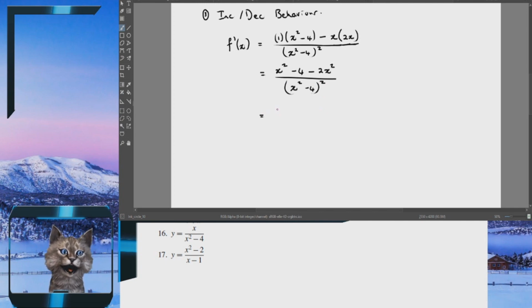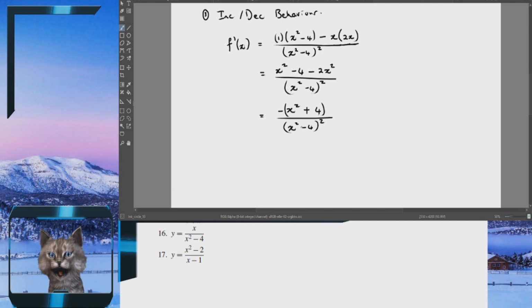Let's clean up the numerator a little more. I have, let's write it like this first: negative x squared minus 4. We can take out a negative 1, and then it becomes x squared plus 4 over x squared minus 4, everything squared. Now be careful, one has a plus, one has a minus.